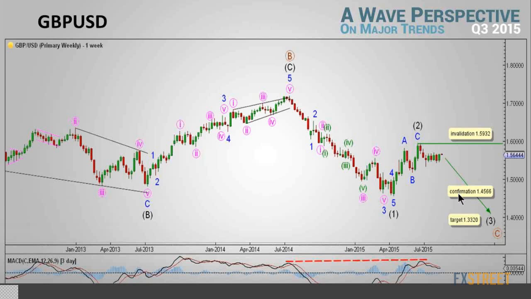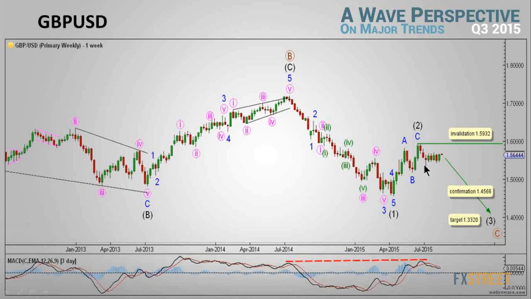This count would be confirmed, it would be confirmed that wave 3 black is unfolding toward the downside, by movement below 1.4566, and we have our long-term target for the completion of wave 3 black at 1.3320, as at that level wave 3 black will reach equality with wave 1 black. This count would be invalidated by movement above 1.5932, as within wave 3 black, no second wave may retrace more than 100% the length of its first wave.